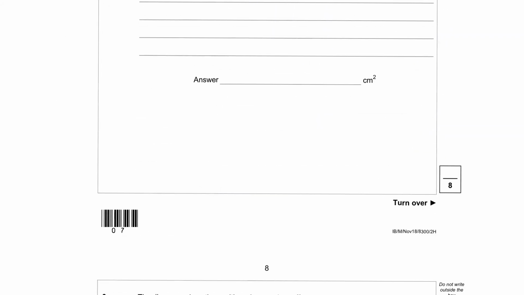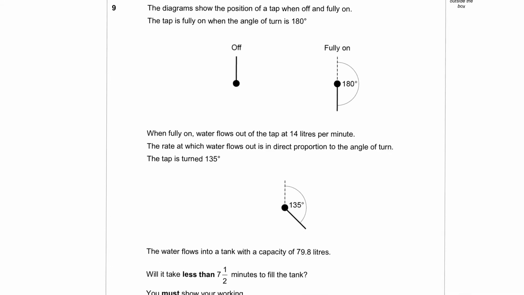Okay, so going on to question 9. Question 9 says the diagram shows the position of a tap when it's off and when it's fully on. When it's fully on, it's 180 degrees, which we can see in this image here. It says that when the tap is fully on, water goes out at a rate of 14 liters per minute, and the rate at which water flows out is in direct proportion to the angle turned. Now the tap is turned 135 degrees, and the water flows into a tank with a capacity of 79.8 liters. It's basically asking us, will it take less than 7.5 minutes to fill the tank? So there's several ways of working this out.